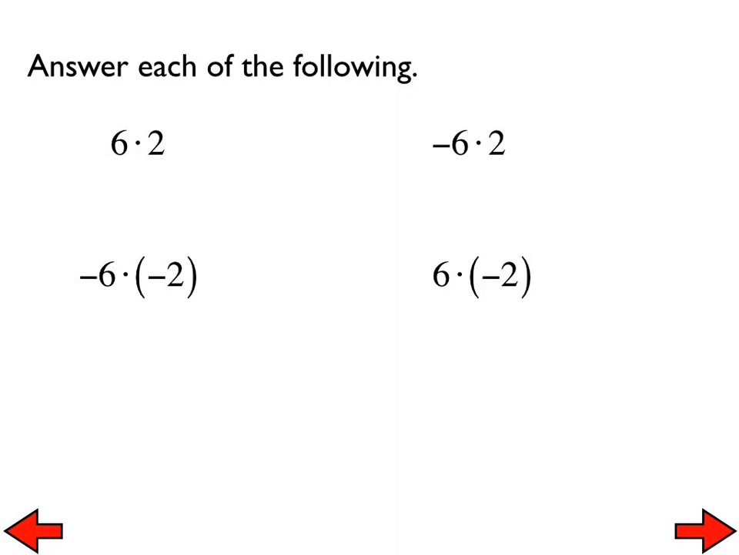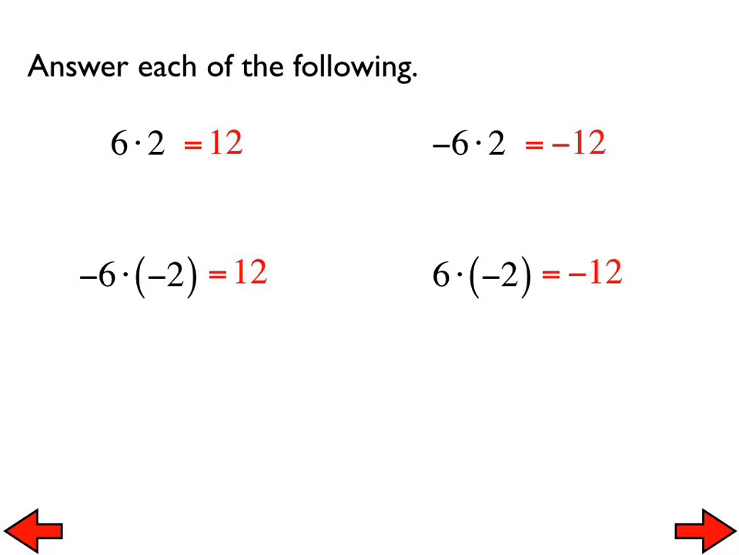All right, so 2 of them have answers that are positive, and 2 of them have answers that are negative, right? Which 2 are the ones that have answers that are positive? Which 2? The negative? What do you mean? 3 of those problems have negatives in them. 6 times 2 and negative 6 times negative 2. Yeah, those are both positive. And then the other 2, negative 6 times 2 and 6 times negative 2, those have answers that are negative.